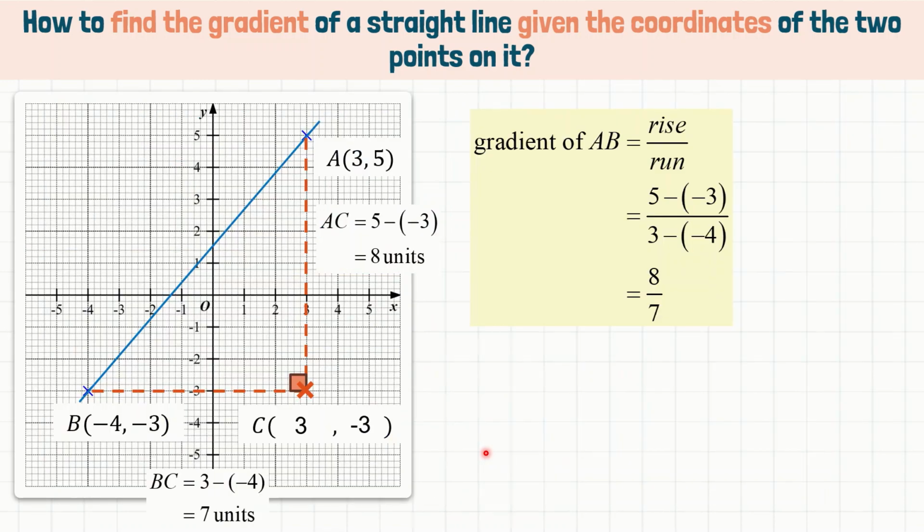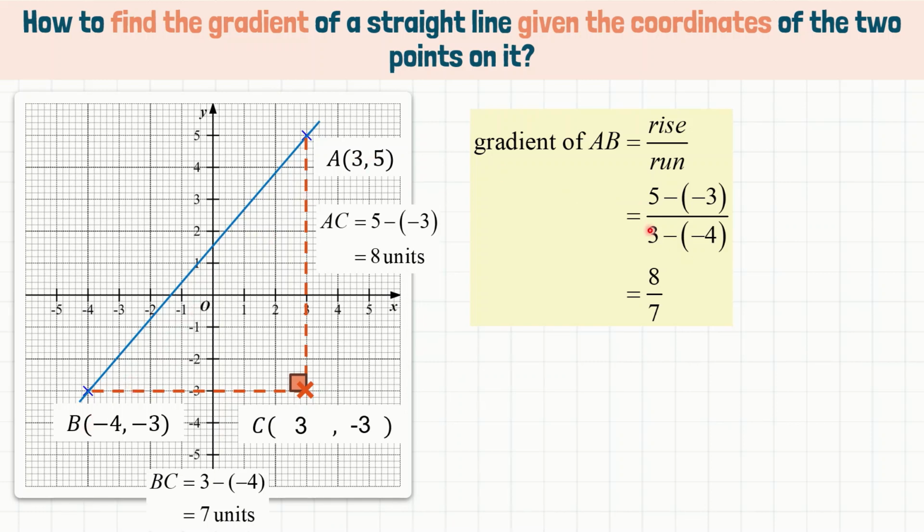So let's take a look at what we have already done so far. This was what we got earlier on, with an upward sloping line. And then the gradient, we have found it to be 8 over 7. How we got 8 over 7 was because the rise is 5 minus negative 3 over the run, which is 3 minus negative 4. Let's observe these values. Do we notice that 5 minus negative 3, they are the y coordinates of the 2 points A and B? And then 3 minus negative 4, these are the x coordinates of the points A and B.